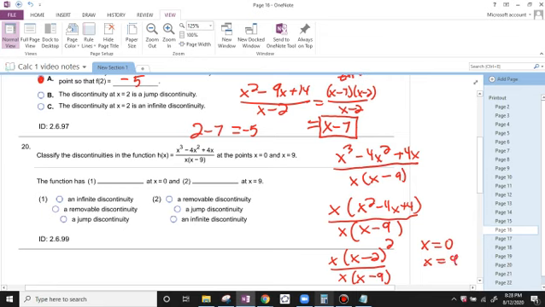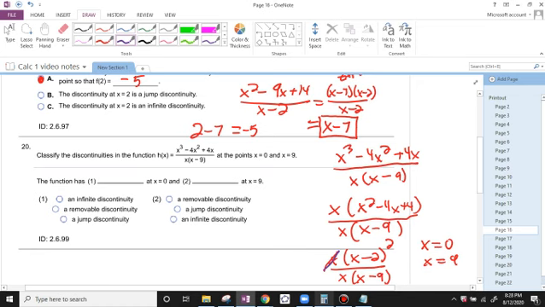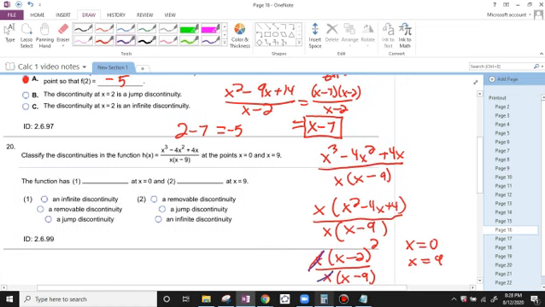And so the function has, at 0, because you can cancel out these x's, a removable discontinuity at 0. And 9 cannot be canceled. It makes the denominator 0. That means you're going to have a vertical asymptote, and that means that's an infinite discontinuity. The closer you bring x to 9, the more this thing goes to infinity or negative infinity.